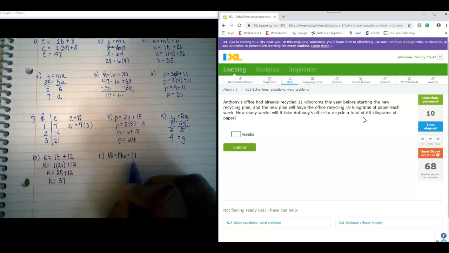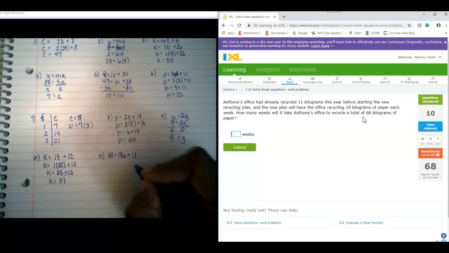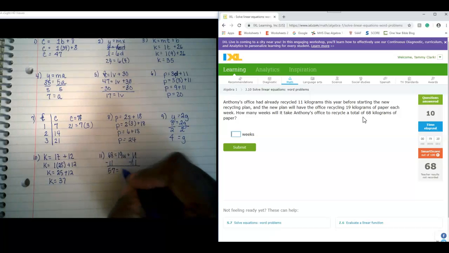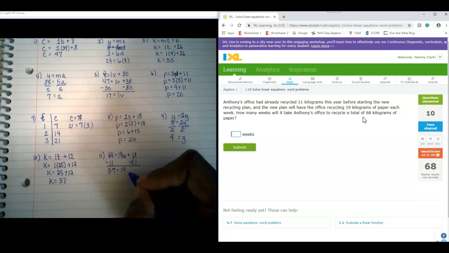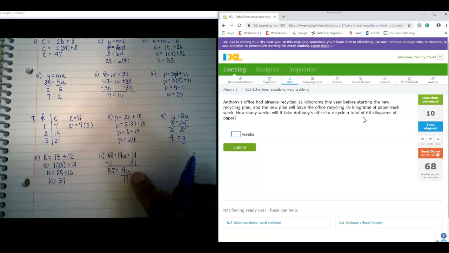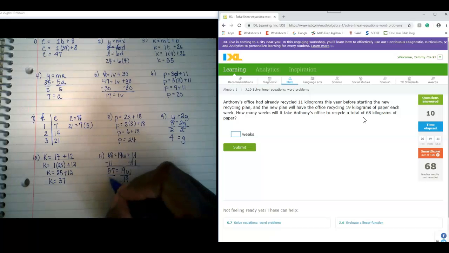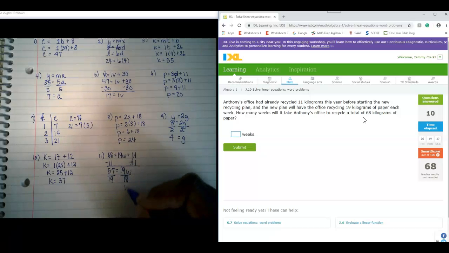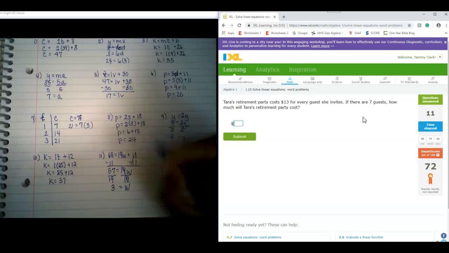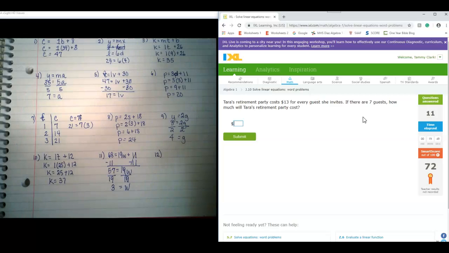So here, we could do this by inspection, but I think it would just be easier to solve. So we're going to subtract 11 from both sides of the equation. And I'm left with 57 is equal to 19 kilograms of recycled paper per week. Well, I want to know how many weeks, so I'm going to divide 19 times some number of weeks by 19, and then I'm going to divide the other side by 19 as well. That leaves me with the number of weeks. Well, 57 divided by 19 is 3. So it would take 3 weeks for their office to recycle 68 kilograms of paper.